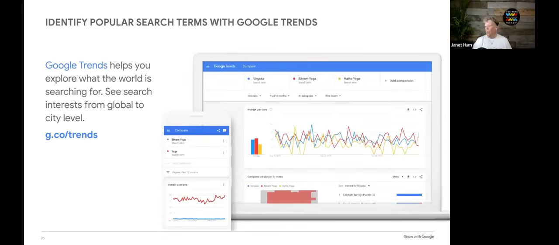So one way, if you're trying to figure out the words to use on your website, in your copy, and your social media, is using a free tool that Google provides called Google Trends. And if you haven't played with this, wait till afterwards, because if you play with it now, you won't hear anything else I say. It's g.co/trends. So Google Trends will help you kind of determine those words that you should use.